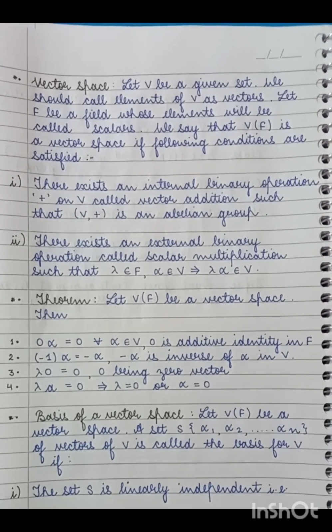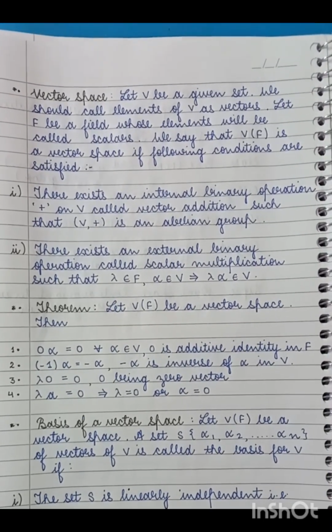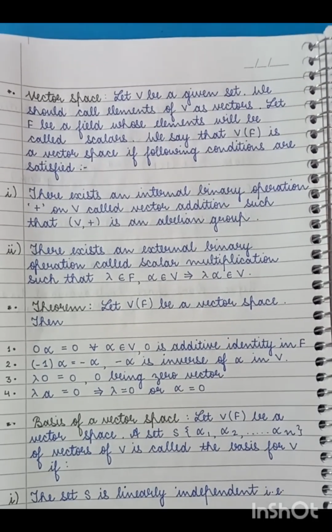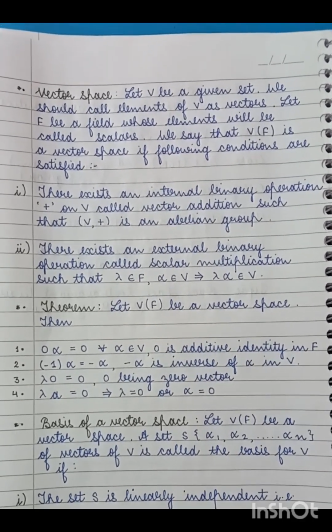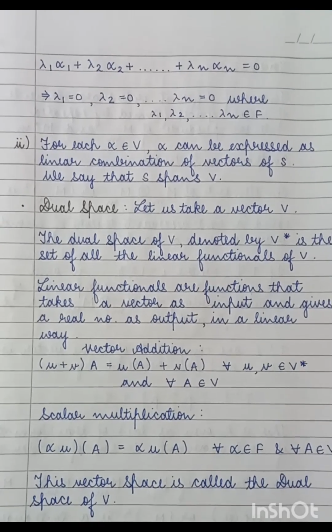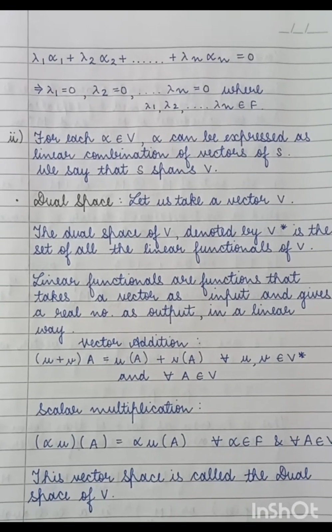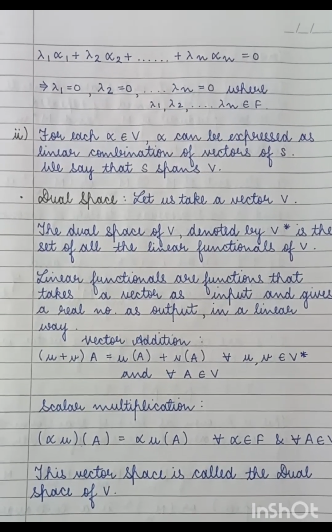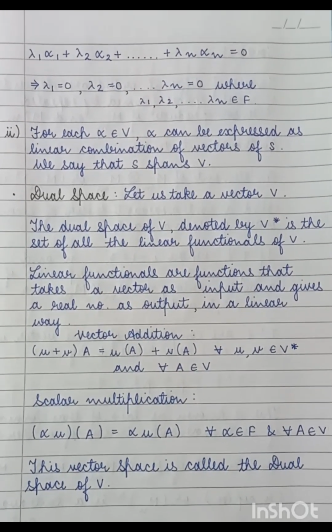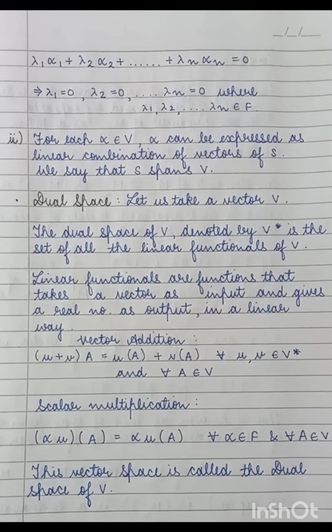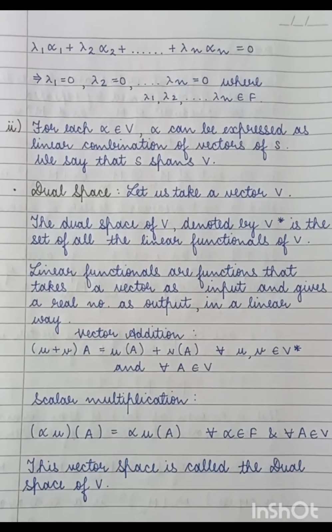Now, basis of a vector space. Let V over F be a vector space. A set S, that is alpha 1, alpha 2 to alpha n, of vectors of V is called a basis for V if, first, the set is linearly independent, that is lambda 1 alpha 1 plus lambda 2 alpha 2 plus up to lambda n alpha n is equal to 0 implies that lambda 1 is equal to 0, lambda 2 is equal to 0, up to lambda n is equal to 0, where lambda 1, lambda 2 to lambda n all belong to F. Second, for each alpha belonging to V, alpha can be expressed as a linear combination of vectors of S. We say that S spans V.